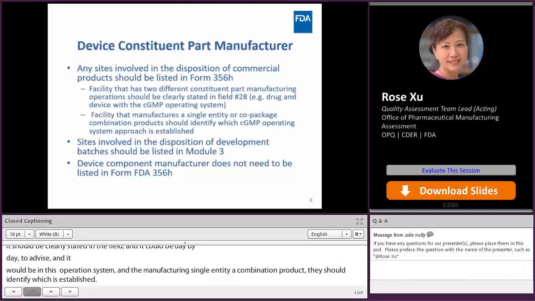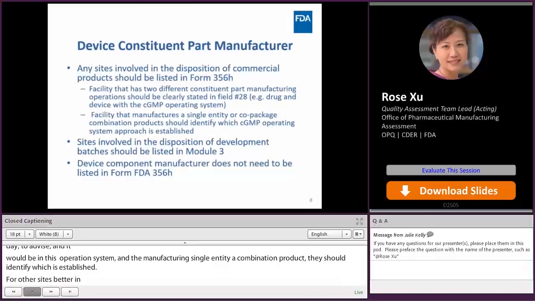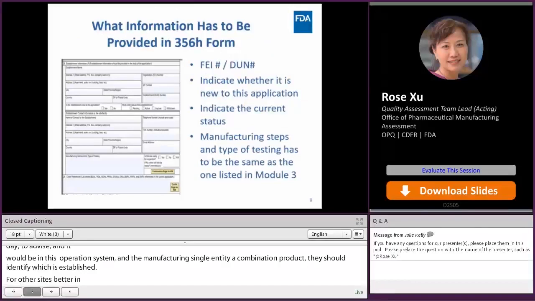I put a last one that we also see is missing. That is the device component manufacturer. Those component manufacturers do not need to be listed in 356H. However, you can list them in Module 3.